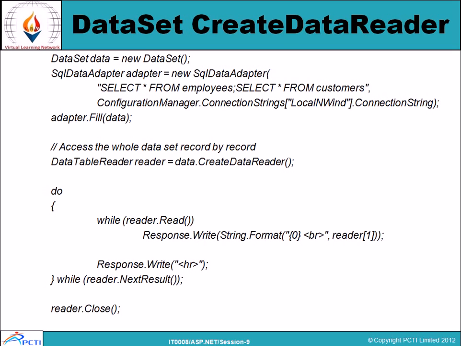We are going to use the do loop. Do, braces start, while reader.Read function is there. Response.Write(string.Format, parameter is passed as the zeroth location, which is called the base address of the arrays. Break tag is used with the reader. Response.Write, while reader.NextResult, reader.Close function is there.